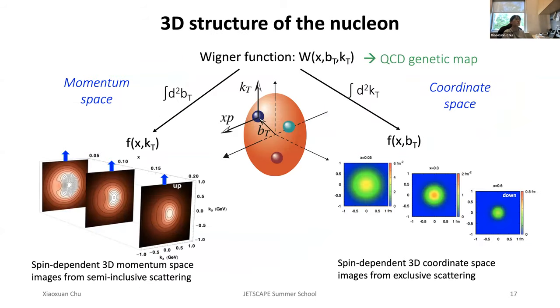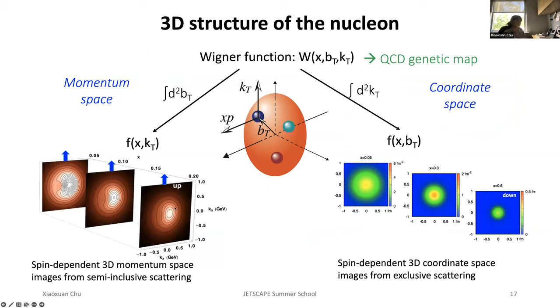And then let's move from the one-dimensional structure to the three-dimensional structure. The Wigner distribution W(x, bT, kT) actually describes the parton distribution in five dimensions. x represents the longitudinal momentum fraction, bT represents the transverse position, and kT represents the transverse momentum. If we integrate the Wigner distribution over the transverse position, we get the transverse momentum dependent parton distribution.